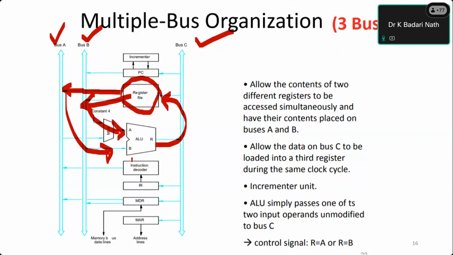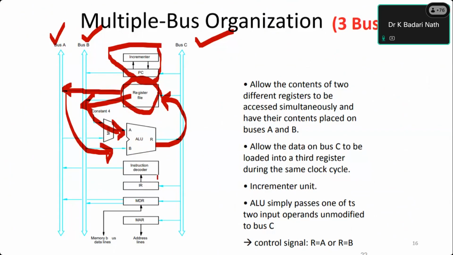Now, in the earlier case, the ALU was used to add 4 to the program counter. To reduce the burden on the ALU and to increase the throughput, they have provided a separate incrementer for the program counter. The program counter will be incremented by 4 using another logic called the incrementer. They don't use the ALU in this case.